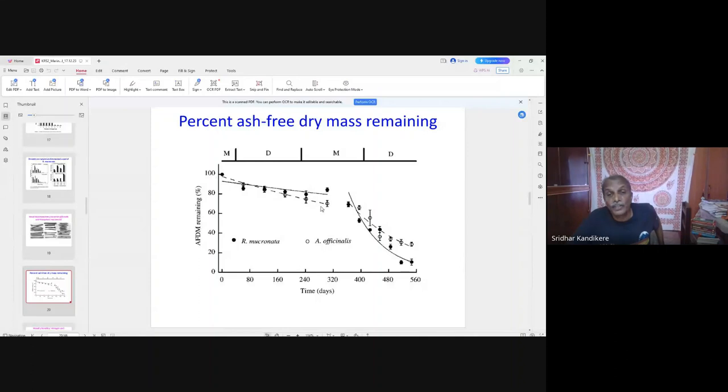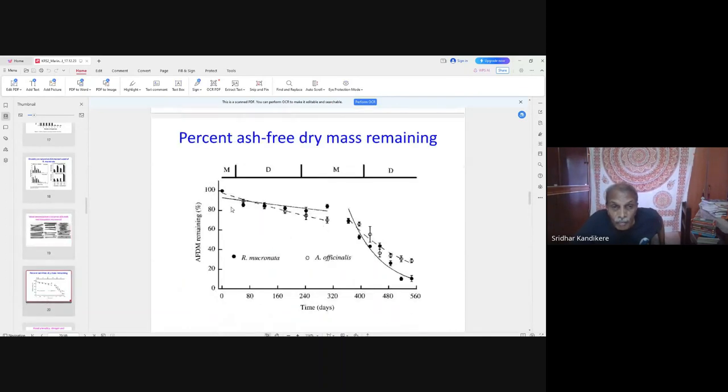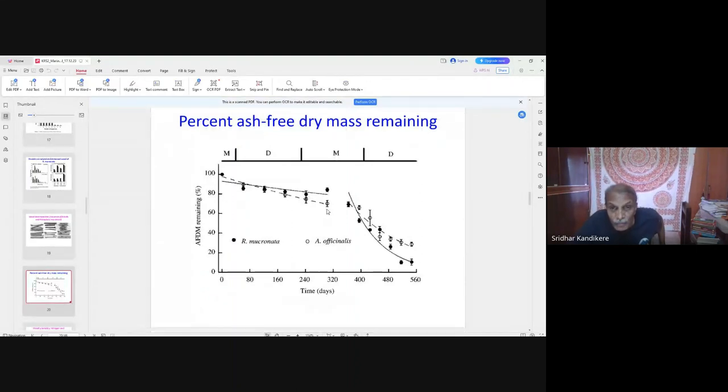See, in the first year, more or less it has followed a similar pattern. So 100%, going a little below 80%, especially in the case of Rhizophora officinalis. But although Rhizophora mucronata is fragile, its mass is 80 or 85% or so. So once the first year is over, in the second year period, you can see a steep decrease in the mass loss. This is where the entire material will be utilized in the second year.